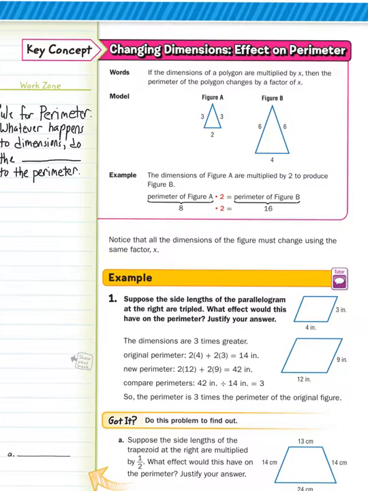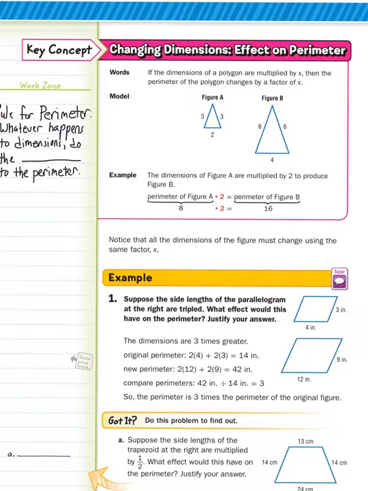Alright guys, I am going to help you get through lesson 9.4. This lesson is on changing dimensions and how it affects the perimeter of a shape versus how it affects the area of a shape. I'm going to explain this in the video, but it's kind of hard to explain in a video rather than in person. So we're going to go over the key concepts.